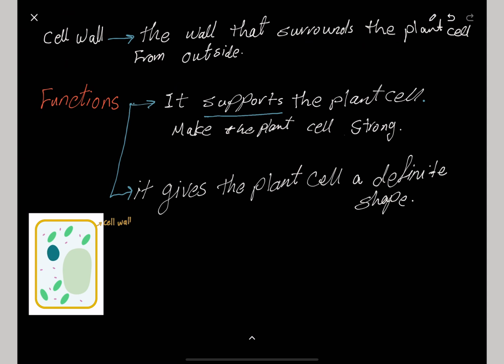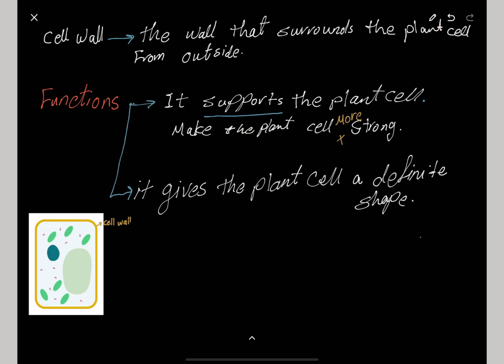What is the function of the cell wall? It has two functions. The first one, it supports the plant cell. What is the meaning of supports? It's to make the plant cell stronger. Number two, it gives the plant cell a definite shape.